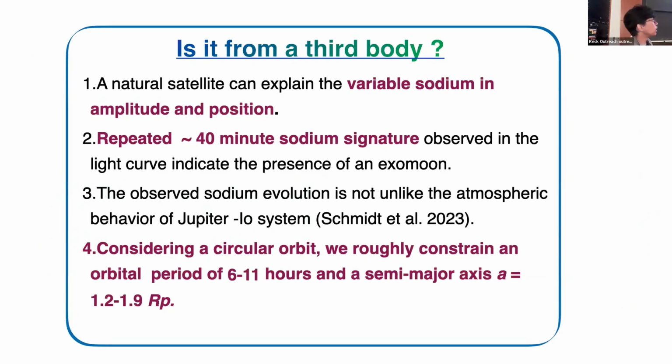So is it coming from a third body? A natural satellite can explain the variable sodium in amplitude and position. And the repeated 40-minute sodium signature observed in the light curve indicates the presence of an exomoon. The observed sodium evolution is similar to the Jupiter-Io system in our own solar system. Where we are now, we have 7 observations so far, to fit the radial velocity curve of the exomoon. Considering a circular orbit, we roughly constrained the orbital period to 6 to 11 hours and a semi-major axis of 1.2 to 1.9 times the planet radius.